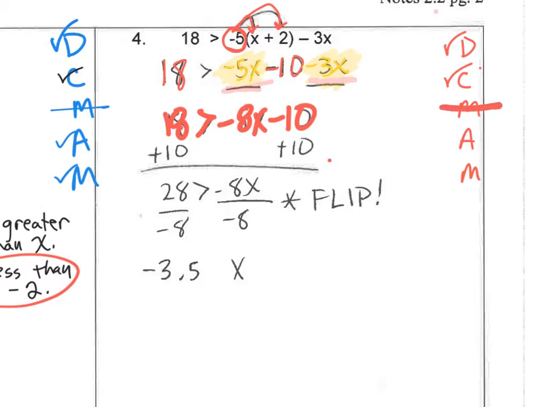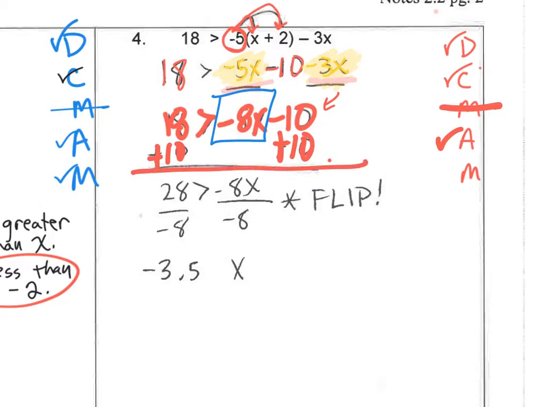Do I need to move the variable? No. Can I add or subtract? The answer is yes. Now, keep in mind that we're trying to get this term isolated, or this term by itself. So I want to move this negative 10. So I'm going to add 10 to both sides. And I get 28 is greater than negative 8x, because this adds out.